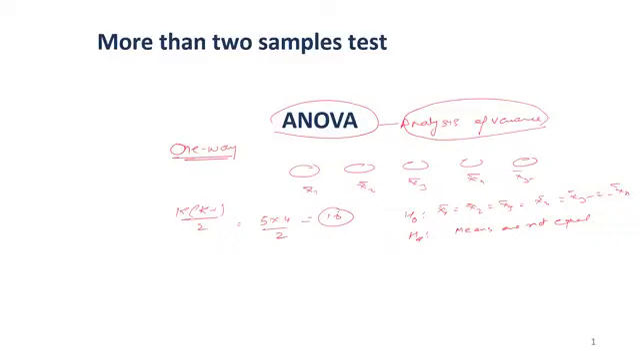Instead of performing the two sample test 10 times, I will go with one test, ANOVA, and see if all the samples are the same. If they are, there is no point in performing the two sample tests. So firstly, I will apply ANOVA. If the null hypothesis holds true, there is no need for two sample tests. If all the samples are statistically similar, I will not go ahead and perform the two sample tests.